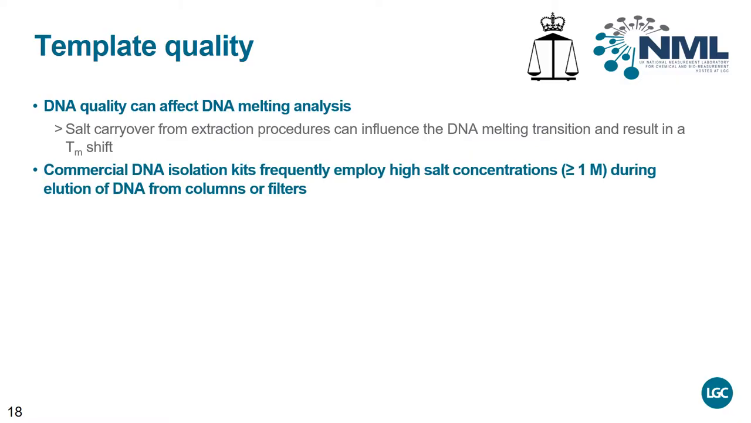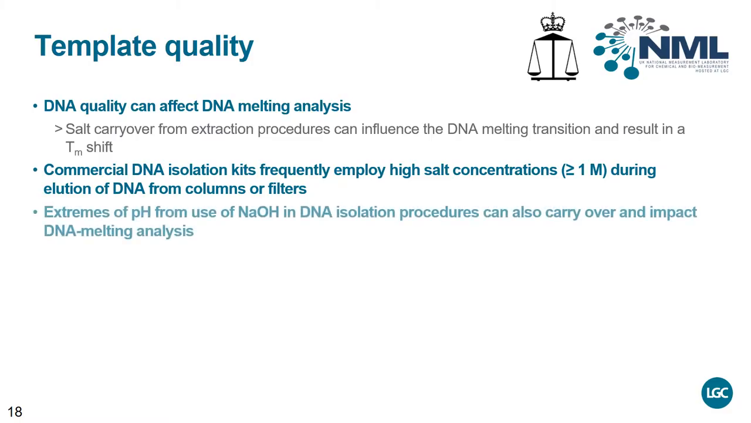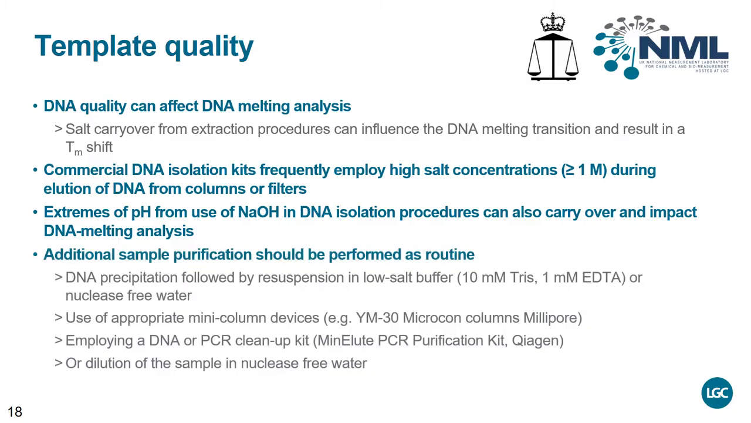Many commercial DNA isolation kits employ buffers with high salt concentrations during the elution of DNA from specialized filters or columns. As well as salts, buffers which exhibit extremes of pH are also employed with many kits, particularly during the initial stages of DNA isolation. Both salt concentration and buffer pH can significantly influence the melting curves that are derived for a sample. Performing additional purification steps as a matter of routine is highly recommended.